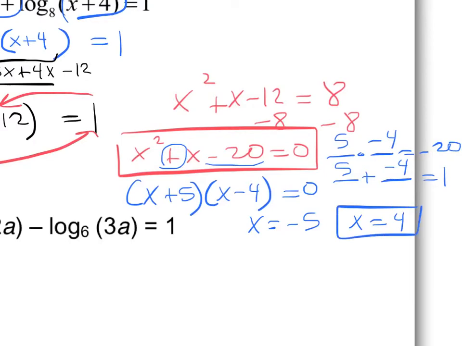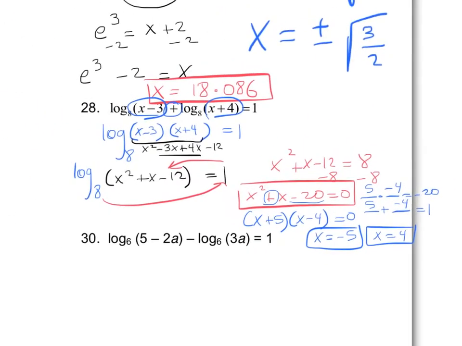So these are two possible answers. But remember, to make sure that they make sense, go back and see if they would give you a positive inside the log. So let's see. Negative 5. If I plug this in here, it will be negative 5 minus 3, which is a negative 8. I can never have a negative inside the log. So this is not acceptable. Now let's try the 4. 4 minus 3 would give you a 1, so that's good. 4 plus 4 would give you an 8, which is a positive inside the log. That's good, so that's going to be my answer. X is equal to 4.